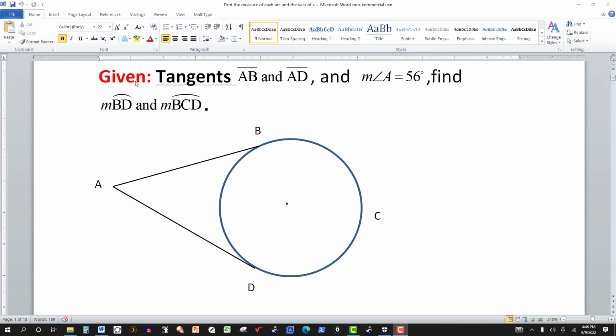But here for the first problem we have tangents AB. So again, remember, a tangent touches a circle at one point, in this case at point B, and then we have AD as a tangent. And we're given angle A to be 56 degrees. So this angle right here is 56 degrees.